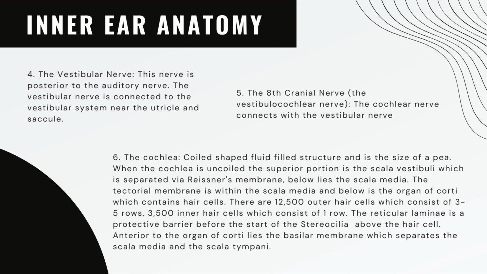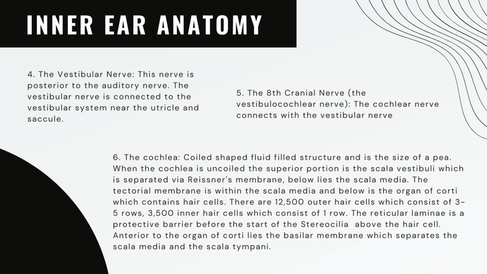Number 6, the cochlea. A coiled-shaped, fluid-filled structure the size of a pea. When the cochlea is uncoiled, the superior portion is the scala vestibuli, which is separated via Reissner's membrane. Below lies the scala media. The tectorial membrane is within the scala media, and below is the organ of Corti, which contains hair cells.